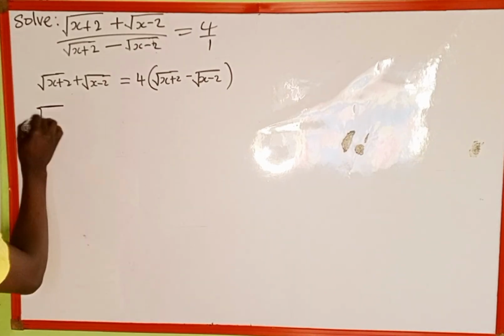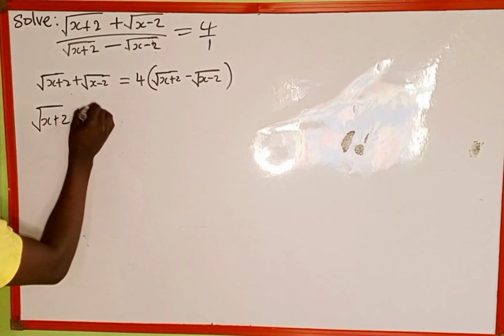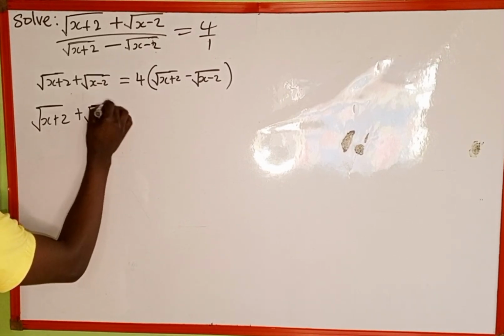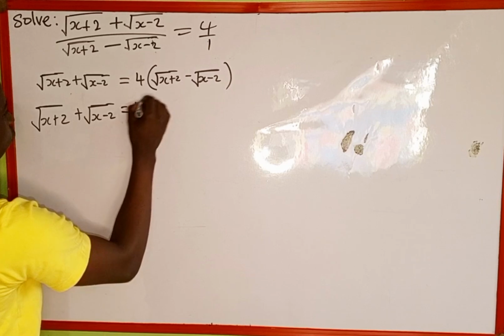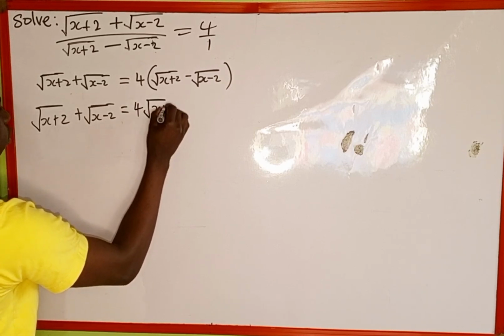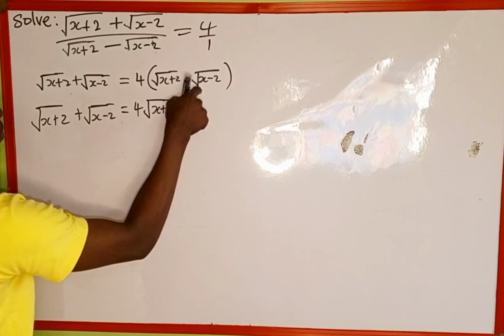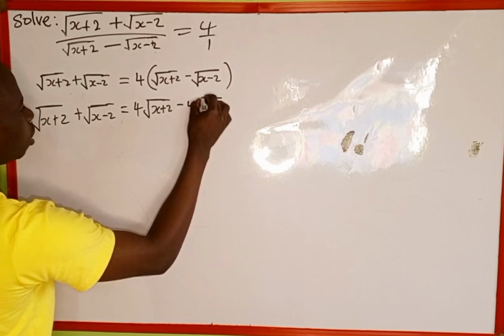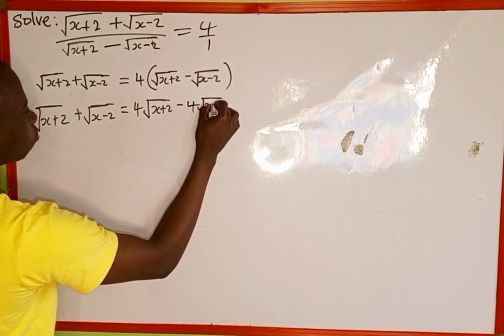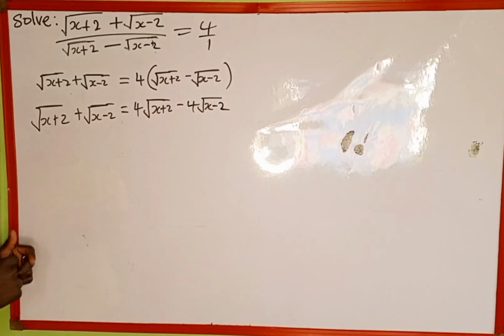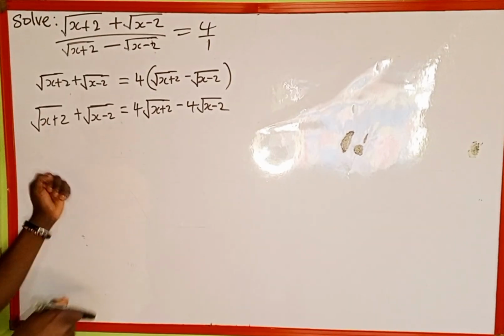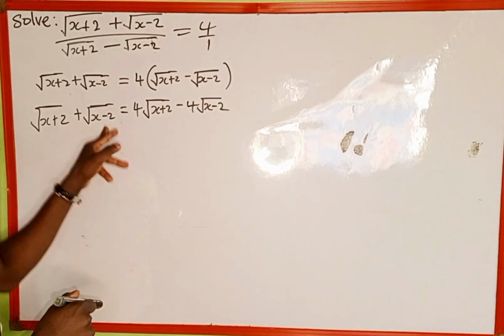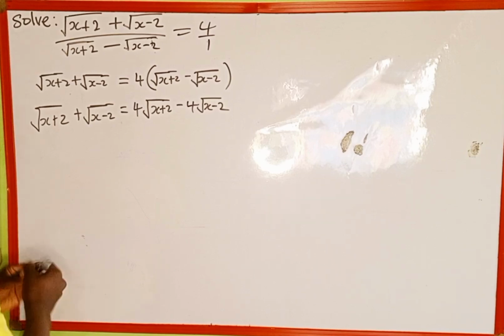We're going to have root of x plus 2 plus root of x minus 2, which is going to be equal to 4 multiplied by root of x plus 2, which gives us 4 root of x plus 2, then minus 4 multiplied by root of x minus 2. The next thing we're going to do is to combine the like terms. Root of x plus 2, root of x plus 2, we're going to bring them together. Then root of x minus 2, we take it to the right hand side.